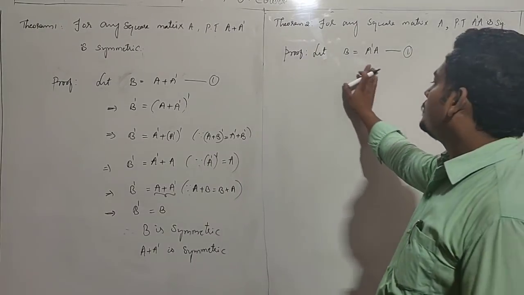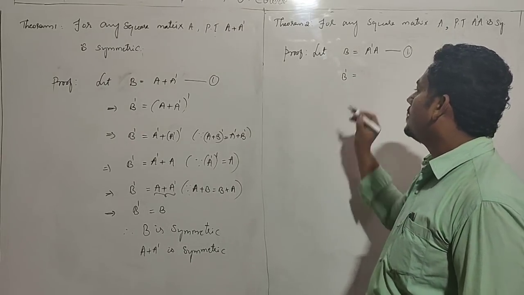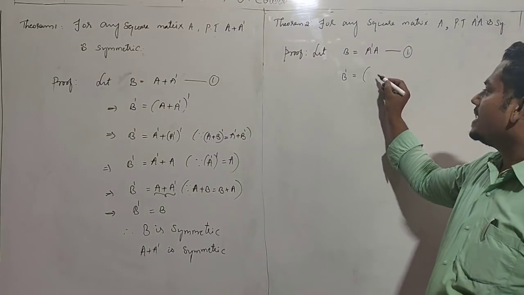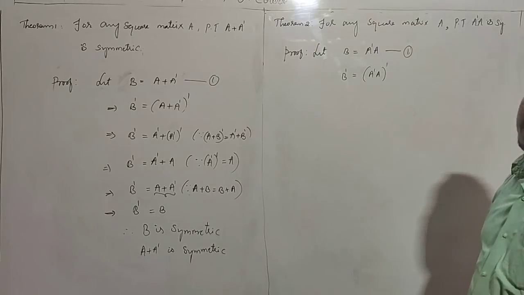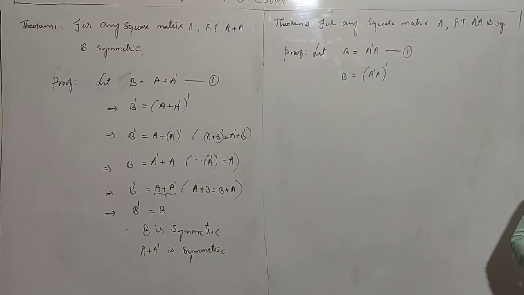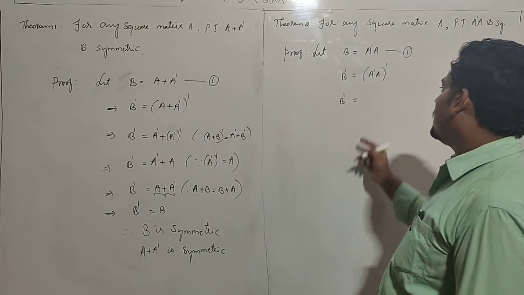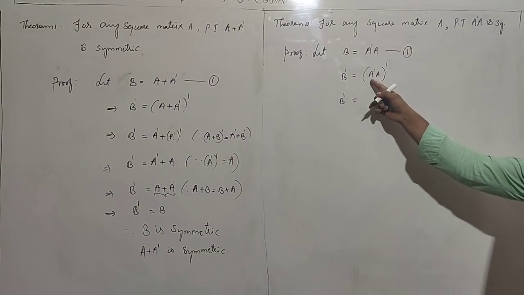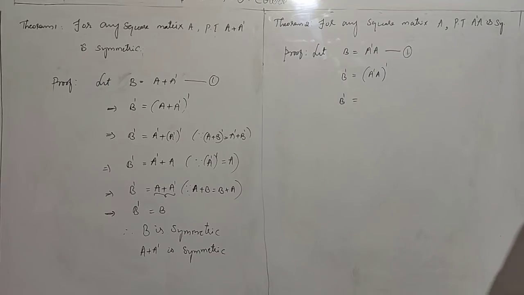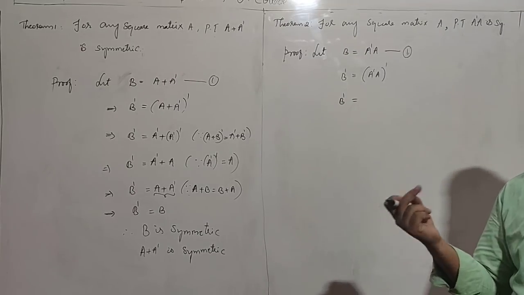After that, taking transpose on both the sides. B transpose equal to A transpose into A whole transpose. After that, B transpose as it is. Here apply the A into B whole transpose property. We have the property: what is A into B whole transpose? A into B whole transpose equal to B transpose into A transpose.